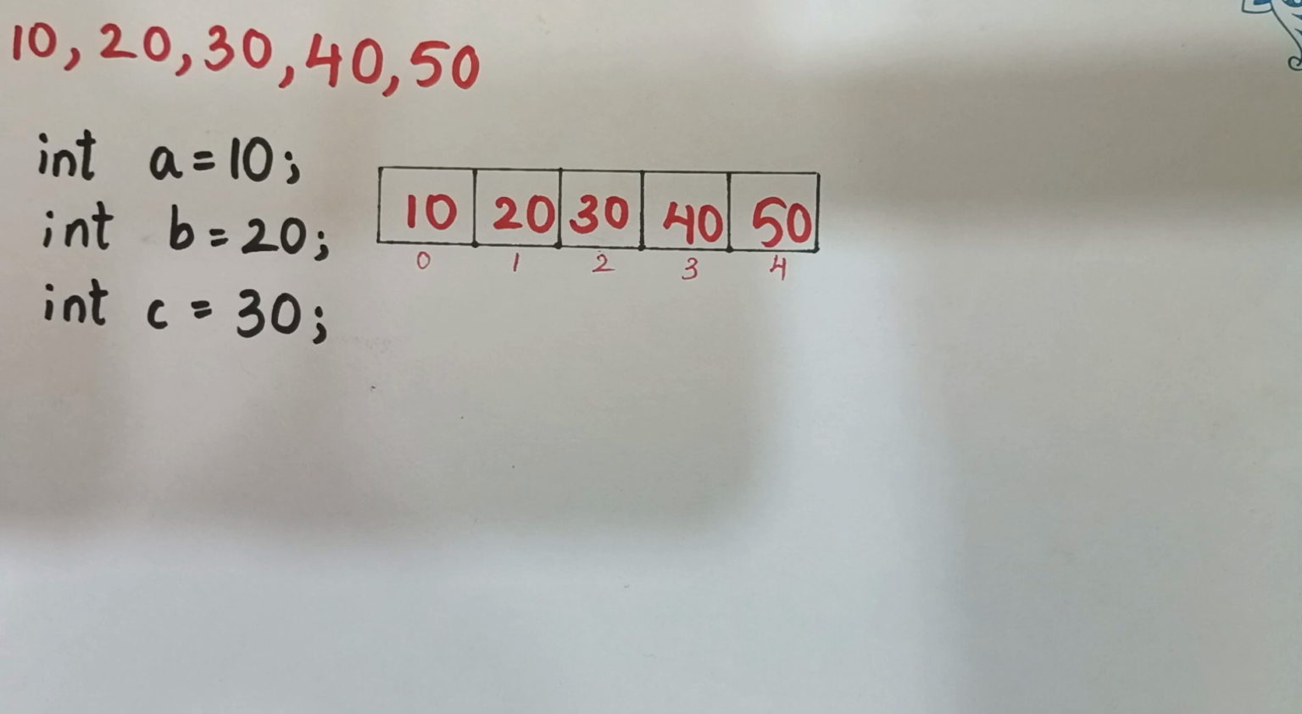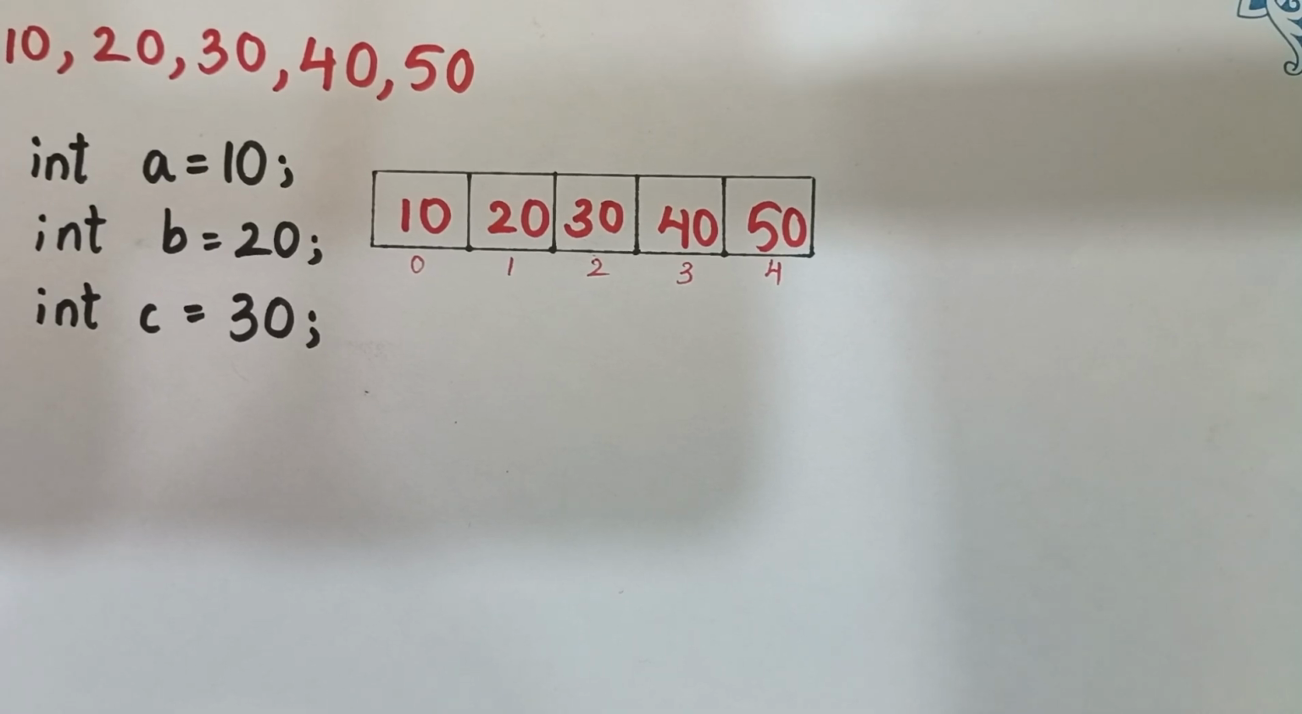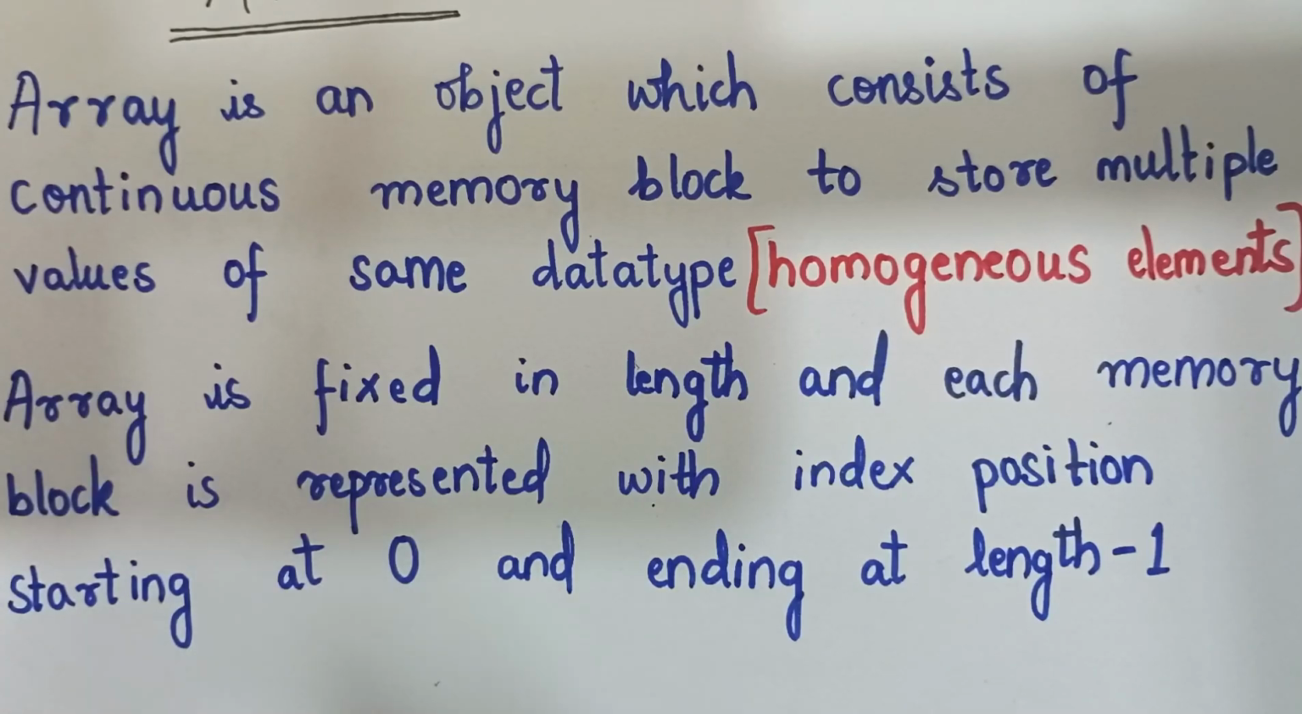So every array object consists of a non-static member called length. Now what does this length do? It is used to check the length of the array, that is, the number of elements that are present in the array. So here are the points to be noted.